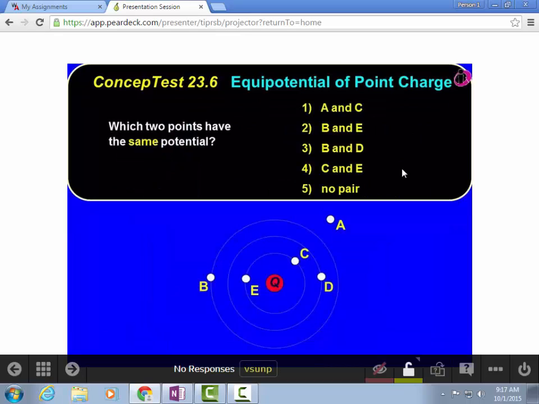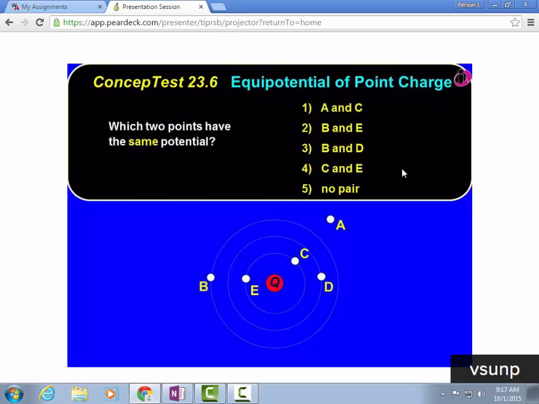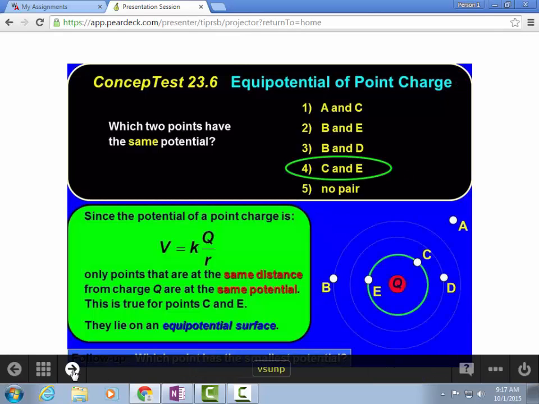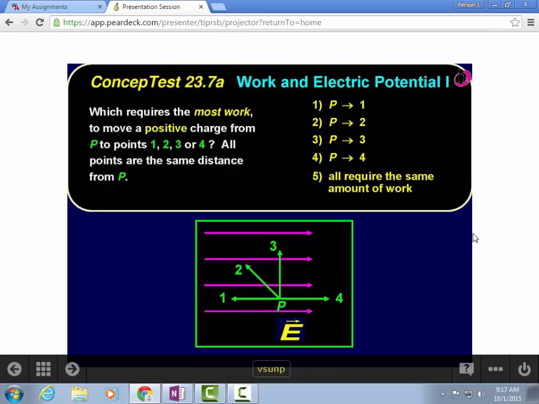All right, so which 2 points have the same potential? The ones I guess C and E. That's what I think. But they're on the same circle. I can't even see the circle, that's why. Okay, yeah. It looks like C. How can you tell for sure if there's no line? Nice. Yeah, so you guys know what you're doing. You're in good shape.